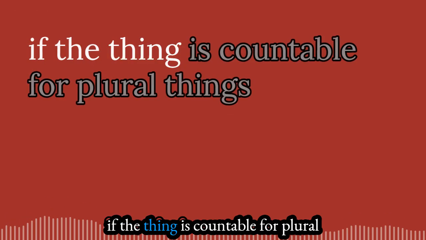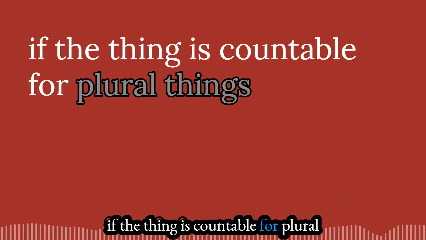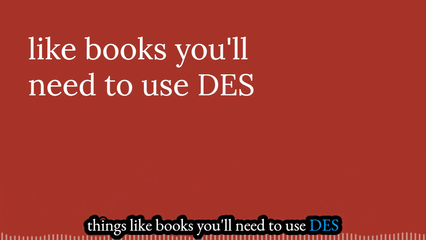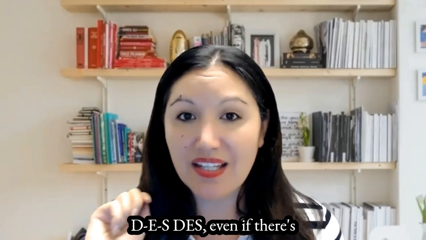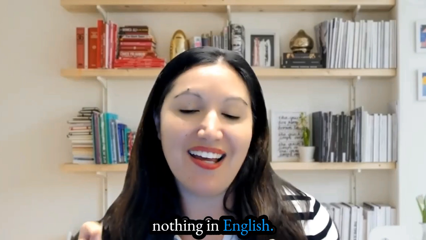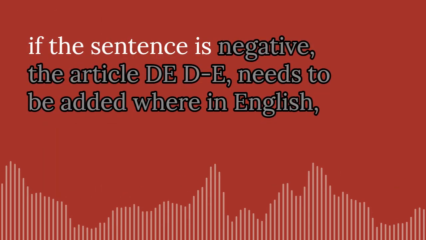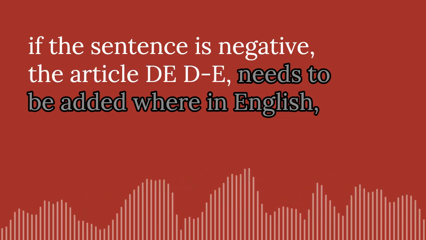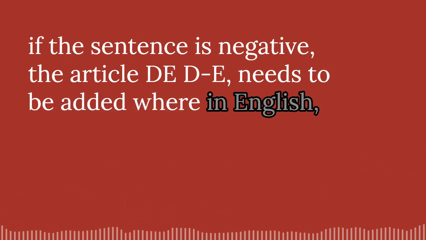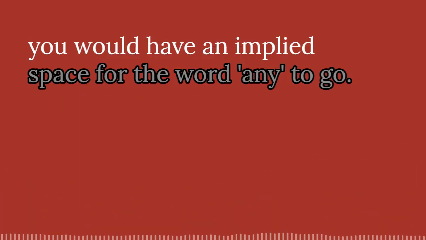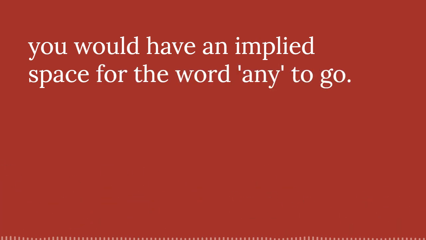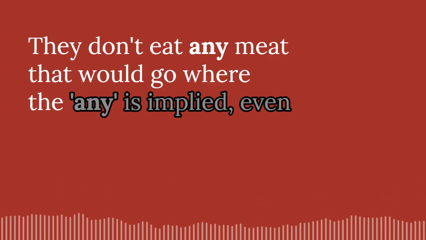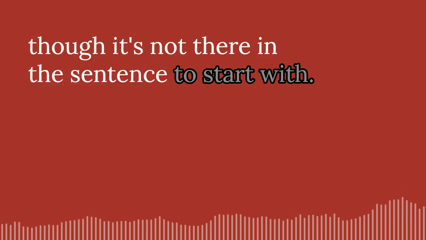Question 2 is if the thing is countable. For plural things, like books, you'll need to use des, D-E-S, des, even if there's nothing in English. And third question is if the sentence is negative, the article de needs to be added, where in English you would have an implied space for the word any to go. So they don't eat meat, they don't eat any meat. That would go where the any is implied, even though it's not there in the sentence to start with.